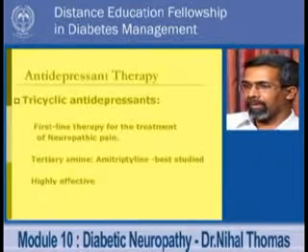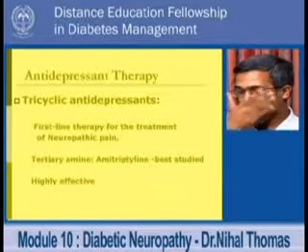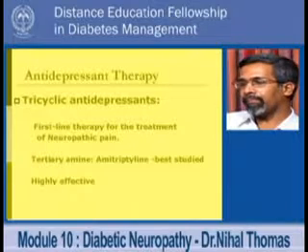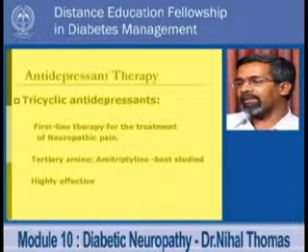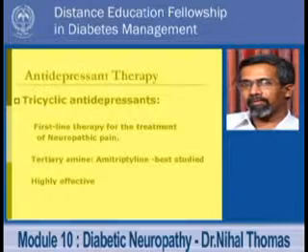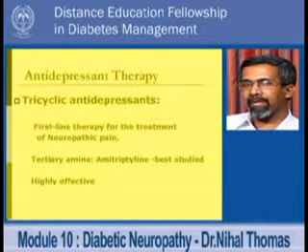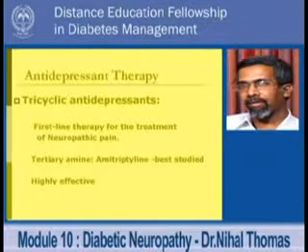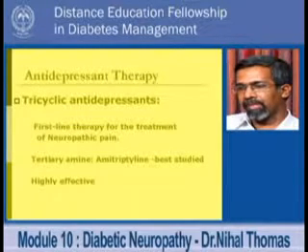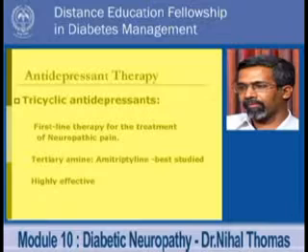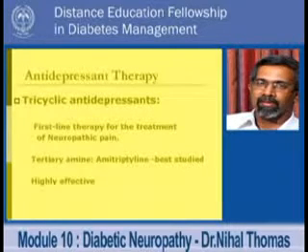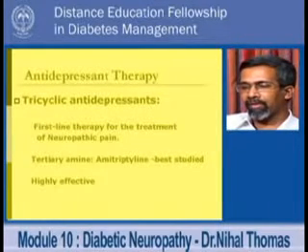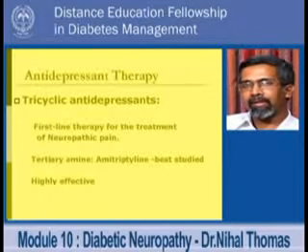Antidepressants like amitriptyline, which is the best studied antidepressant drug in the treatment of neuropathy. Dosages of around 25 milligrams at bedtime, up to a maximum of around 75 milligrams, which is much less than what is given for treating depression, are highly effective.